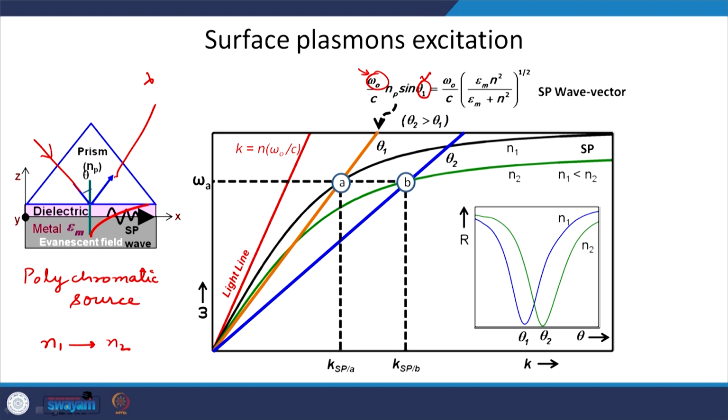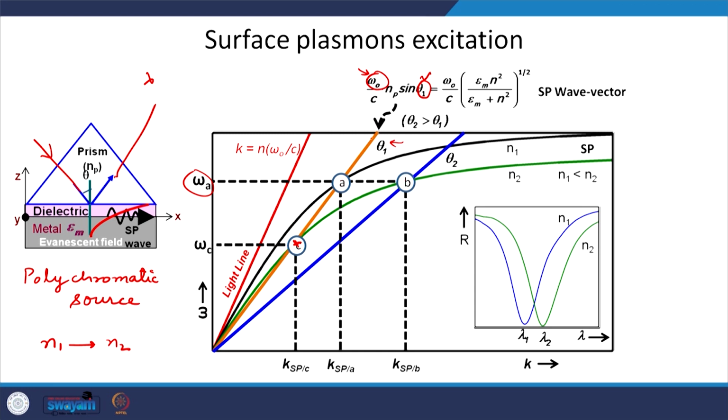I have a polychromatic source. So, what will happen at a particular angle theta 1, we will have a resonance for this particular value of omega, and we will have a dip. Now, I move from N1 to N2, we will have a different dispersion curve, which is the green one. Now, we had a black one, now we move to the green one, but this intersects it here. So, what I can do is that I can move from A to C, rather than moving A to B.